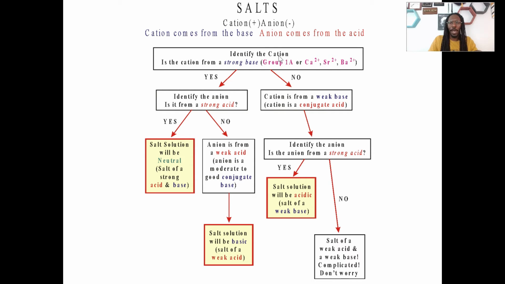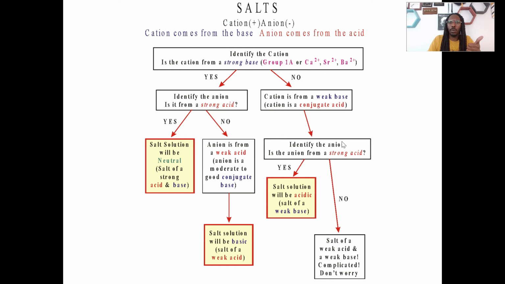Now, if we go back to our flow chart, let's say that our cation isn't coming from a strong base. So it's not coming from alkali metals or calcium, strontium, barium. It's coming from something else. So if it's not from a strong base, then we ask ourselves this: is the cation from a weak base? Well, of course, if it's not coming from a strong base, then it has to be a weak base. So essentially, if you got a cation coming from a weak base, then your cation is your conjugate acid. Please remember those terms. So your cation is coming from your weak base. This is what we do from here.